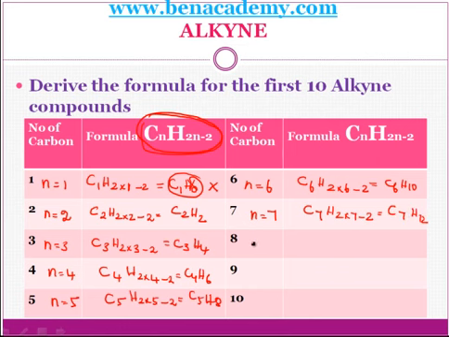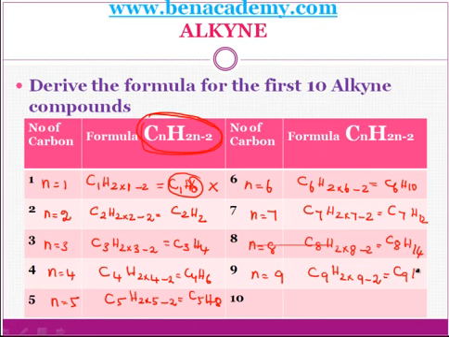C7H12. If the number of carbons is 8, then the formula of alkyne will be C8H, 2 into 8 is 16, 16 minus 2 is 14, C8H14. If the number of carbons is 9, then the formula will be C9H, 2 times 9 is 18, 18 minus 2 is 16, therefore C9H16. If the number of carbons is 10, C10H, 2 into 10 is 20, 20 minus 2 is 18. Therefore, C10H18. That will be the formula.